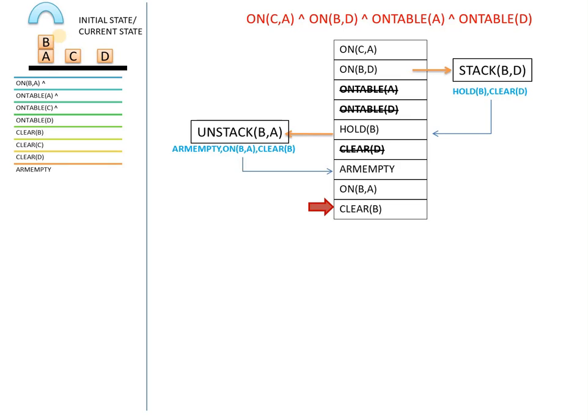And the top value will be pointing to clear B. Whether clear B is true? Yes, B is clear. Clear B is given here. And next it is pointing to on BA. On BA is given here. On BA is true. So that is popped.